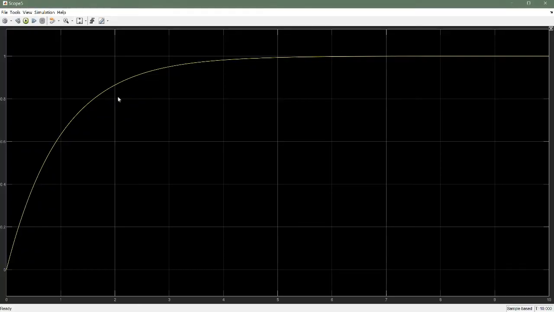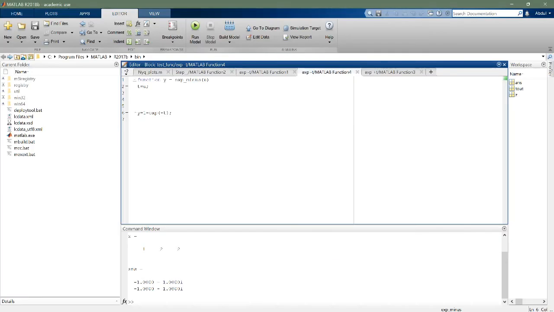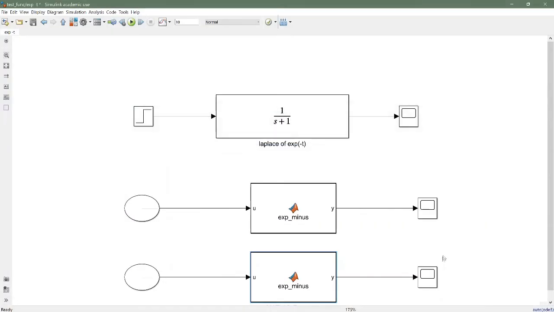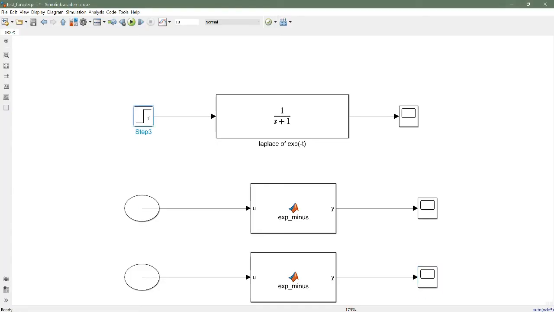So if the transfer function looks like this, goes to 1, and in this function block I have 1 minus exponential of minus t, and if I see the result, it's the same, right? So when Matlab simulates it, it becomes a little bit different because we are using this step signal, right? It's not just the simulation of the function of which this specific transfer function is.